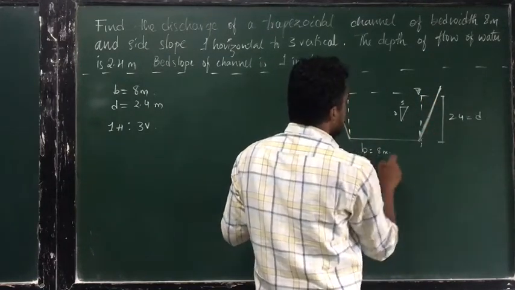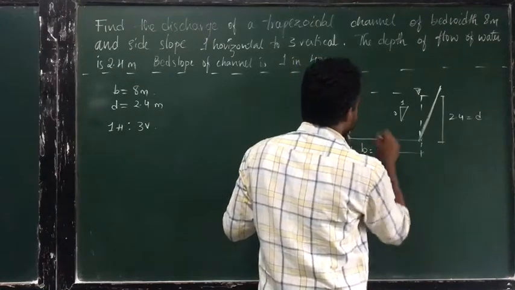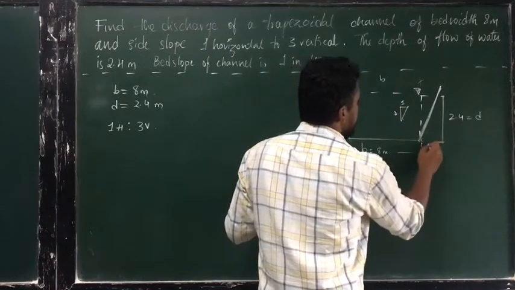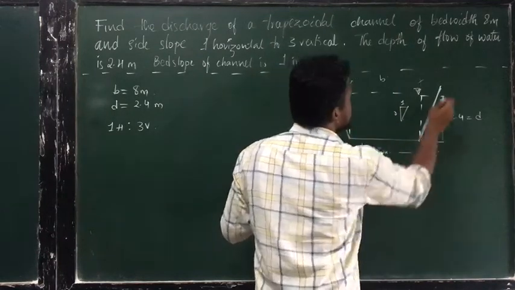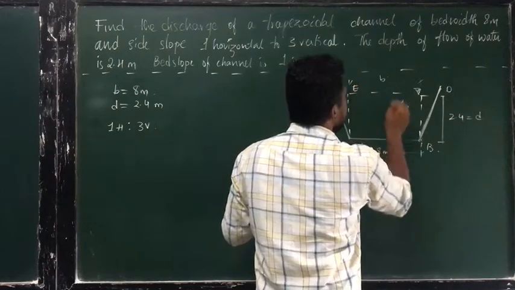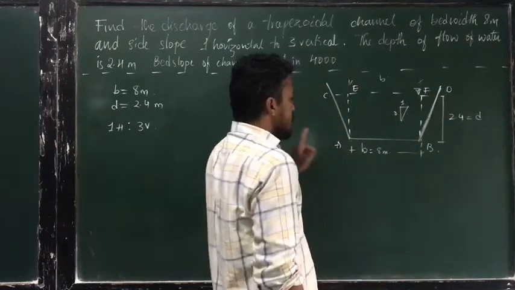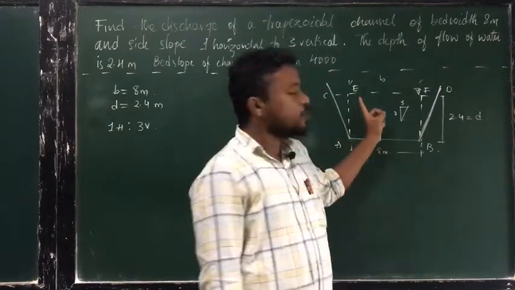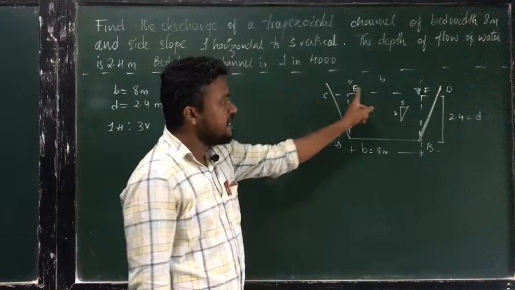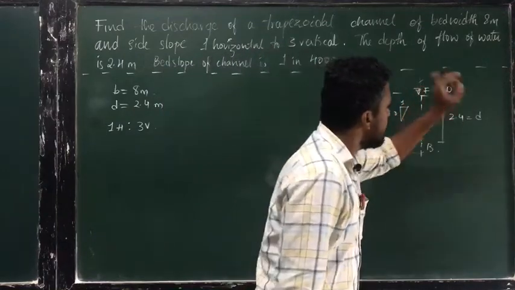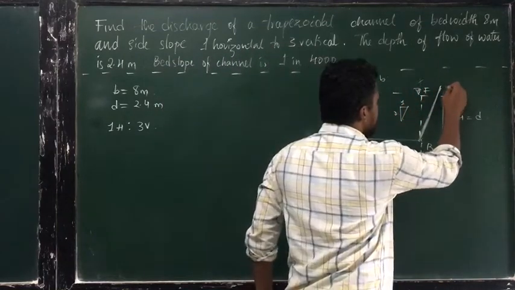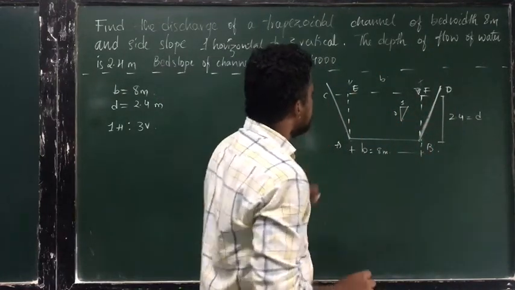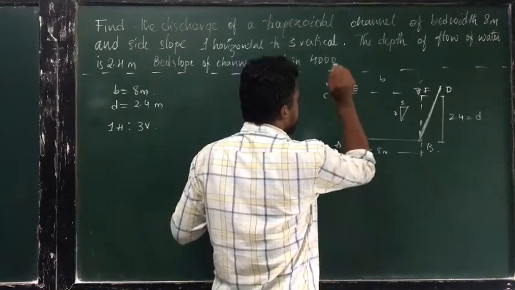So if this is B, then this must be B. So it is A, B, C, D, E and F. So AB is equal to EF, CE should be equal to FD. Okay. So how to calculate CE? So let me consider it as X.